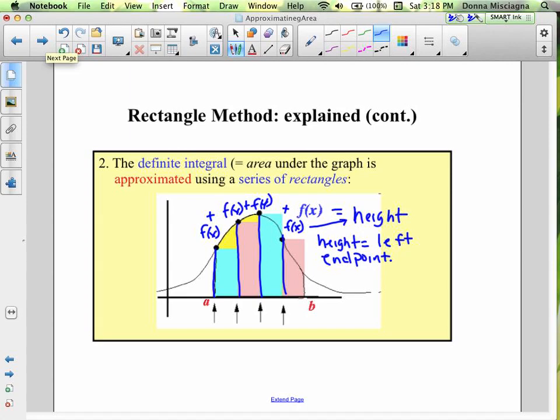But we don't have to put it on the right-hand side. That's one way we could do it. Right? So the definite integral, the area under the curve, is approximated using a series of rectangles. Here we have the height is the left endpoint.